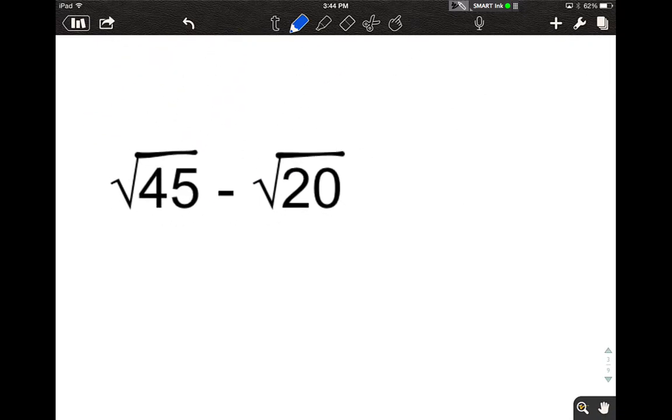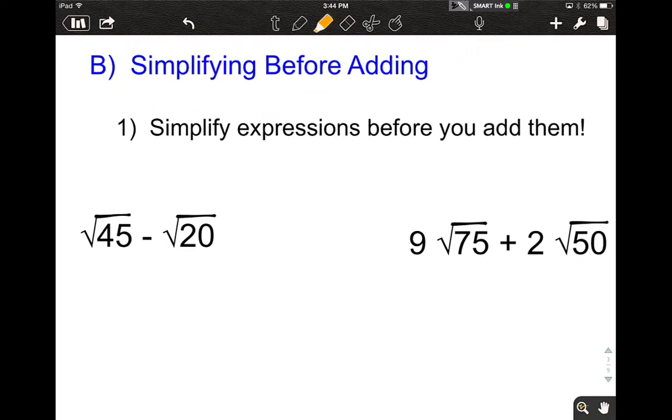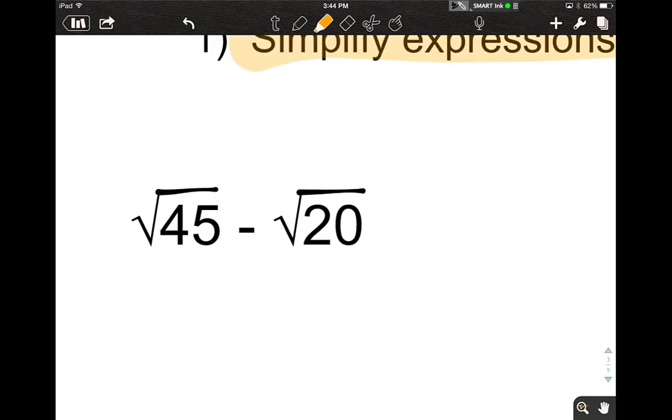Sometimes you're going to get a problem that looks like this. Actually, these are a lot more fun. When you have a problem like this, the directions up here say be careful to simplify expressions before you add them, because this 45 and 20 look like very different radicands. Those don't look like they're the same, but you might find something interesting if you simplify them.